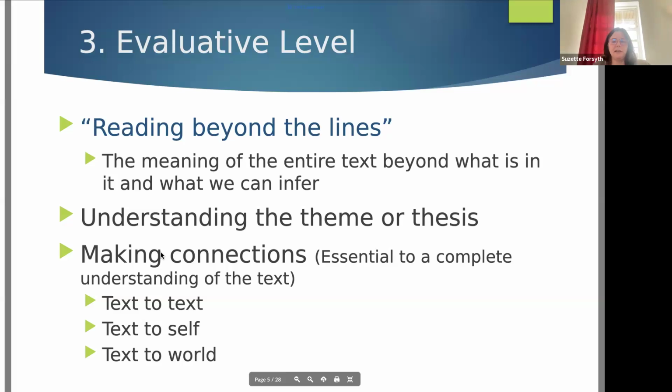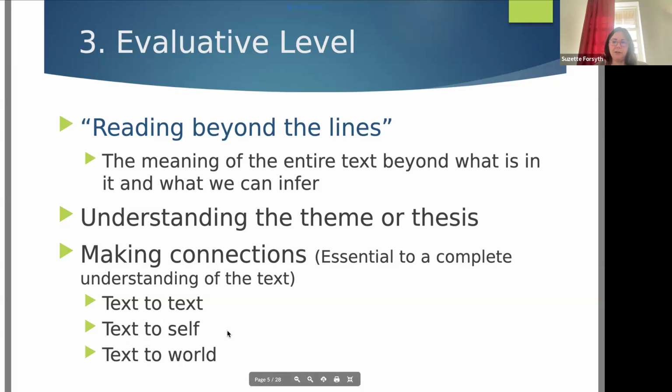And when we talk about making connections, we have text to text, text to self, and text to world. So text to text is when you say, oh yeah, I read another text that talked about that, but the author had a different viewpoint than this one, or they share the same viewpoint, or maybe it's a different type of text. Maybe I read a novel and this was an issue addressed in the novel because one of the characters was going through it, and this was kind of one of the motifs in the book or something.